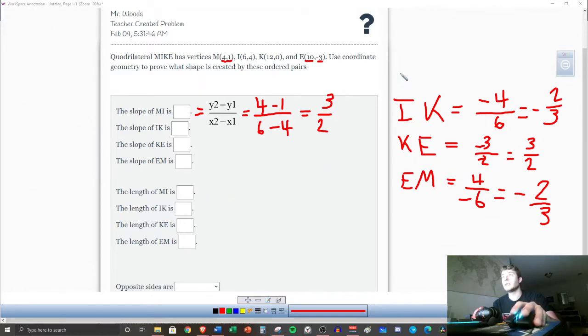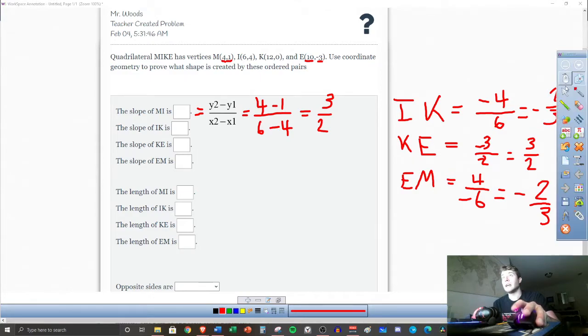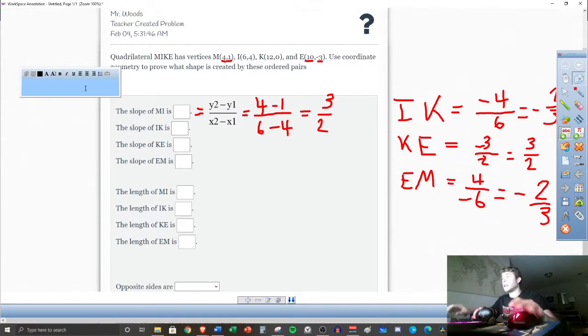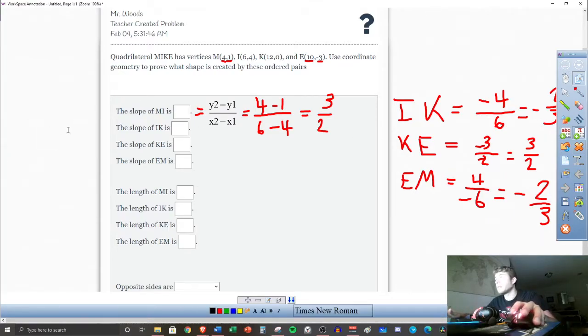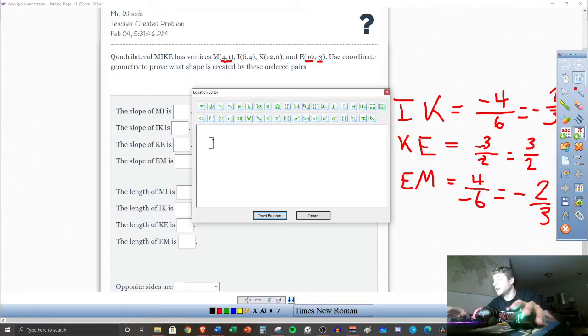For the lengths, we introduced a distance formula, and that looked like this. We had d equals, and we had a square root. If I can find my root button. I had it last time, but now I've forgotten where to get it.